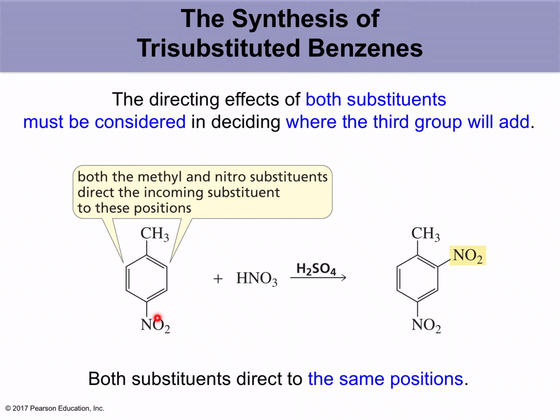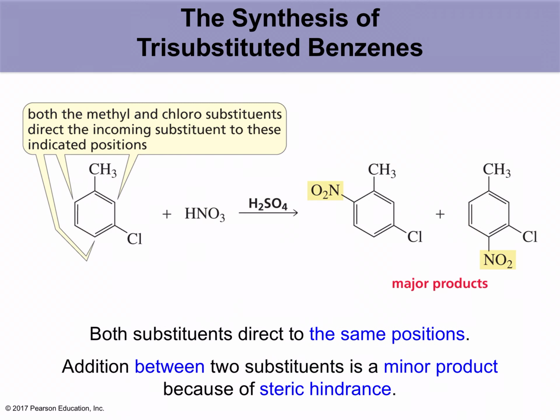So in this case it doesn't matter, the product is going to be either here or here, because both of these, if you look at individually, they would prefer this position. So the nitration will give us the product either at this position or here. Both substituents direct to the same position. Now in this one, a methyl group is an ortho-para director. So according to the methyl, the incoming group can go to here, here or here, ortho-para.